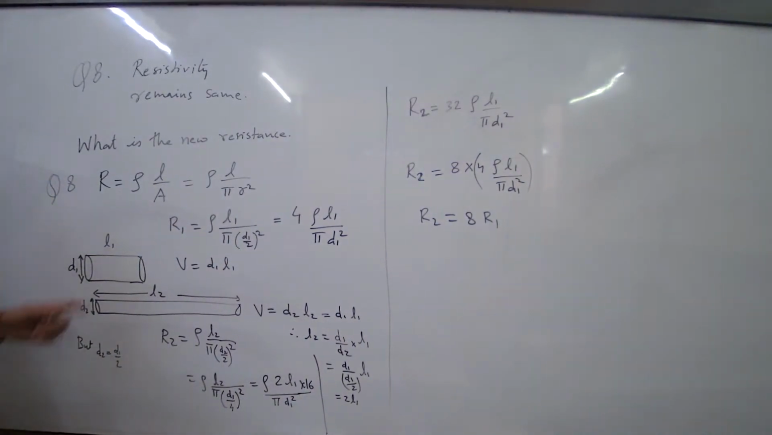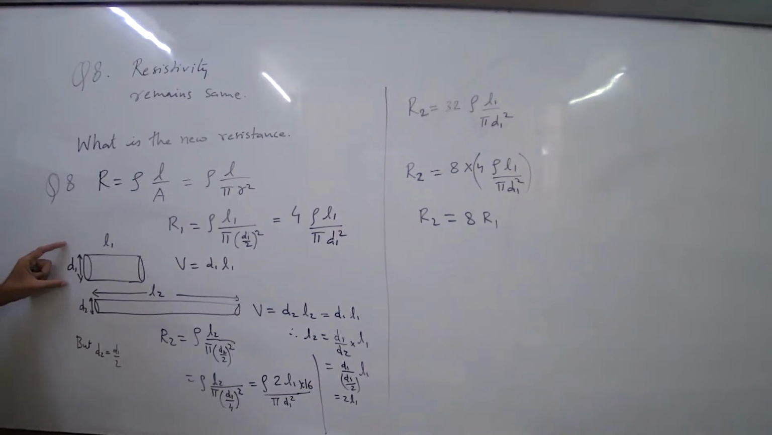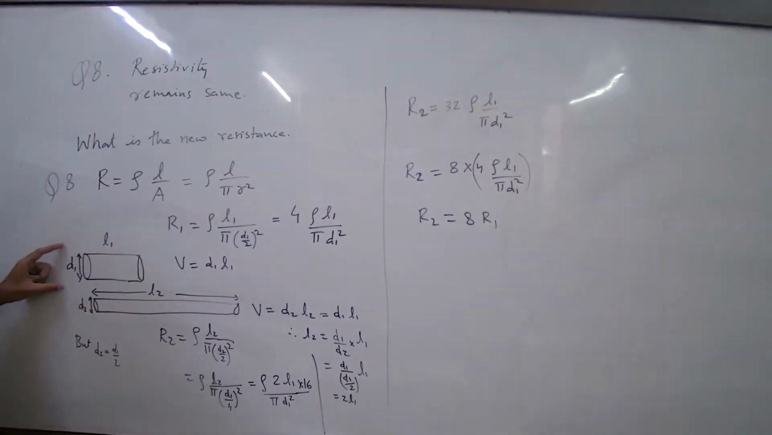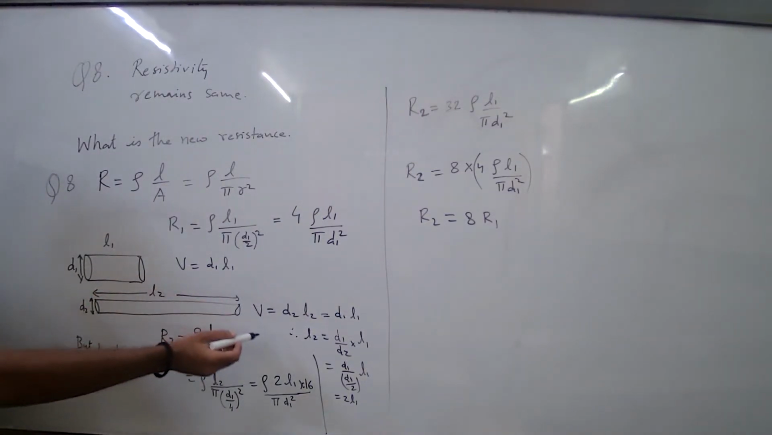Where did you not understand this formula? How did you find R2? Say the question has a wire with a given diameter and length. It's not given, so we have taken L1 and D1. Now the wire is stretched. Let us say the new length is L2 and the new diameter is D2. D2 is half of the initial diameter. But will the volume of the wire change? It will not change. So from that we can find out how much L2 will be.